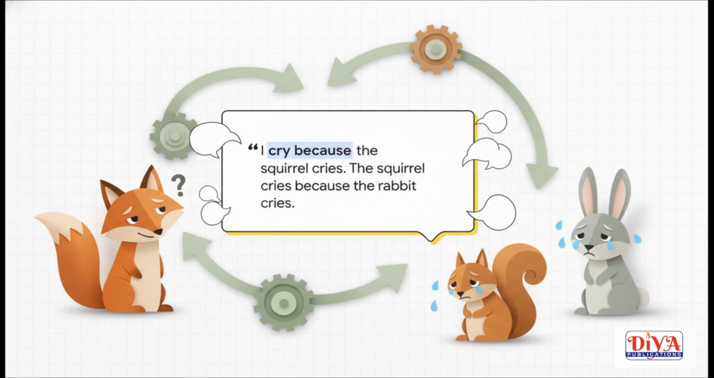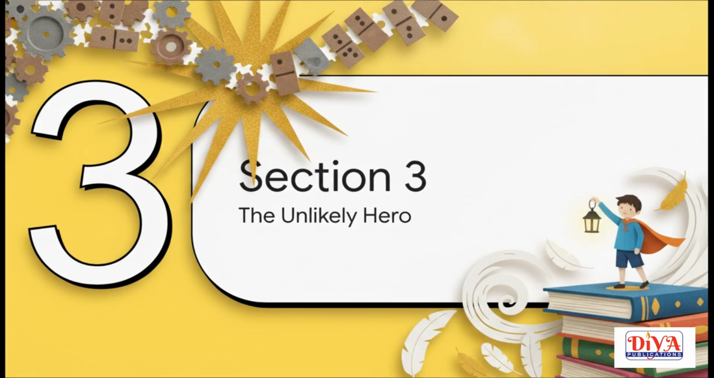It works backwards through the entire chain reaction. This isn't just repetition. It's a brilliant memory loop. By reiterating the cause and effect over and over again, the story completely locks the sequence of events into the reader's brain. Which brings us to Section 3, the unlikely hero.